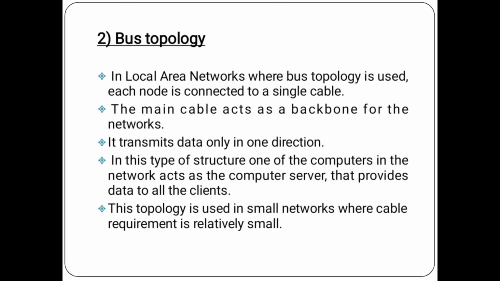Bus topology. In local area networks where bus topology is used, each node is connected to a single cable. The main cable acts as a backbone for the network. It transmits data only in one direction. In this type of structure, one of the computers in the network acts as the server that provides data to all the clients. This topology is used in small networks where cable requirement is relatively small.